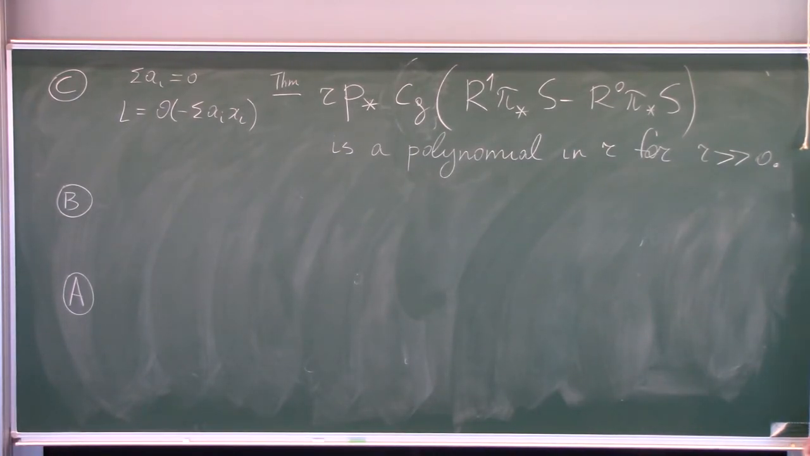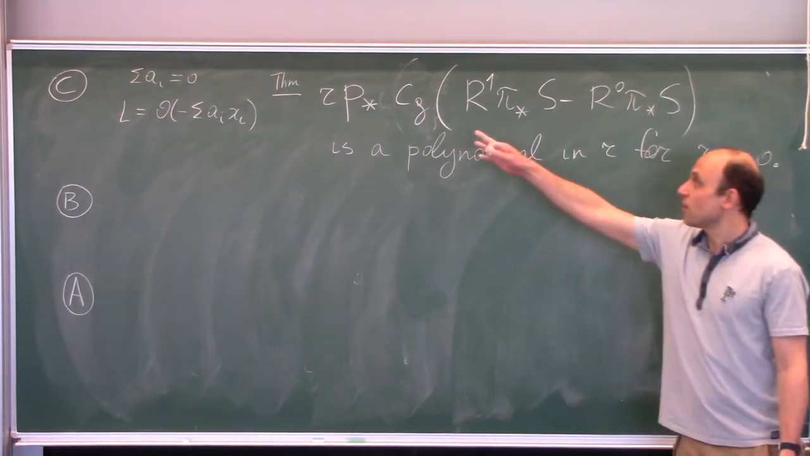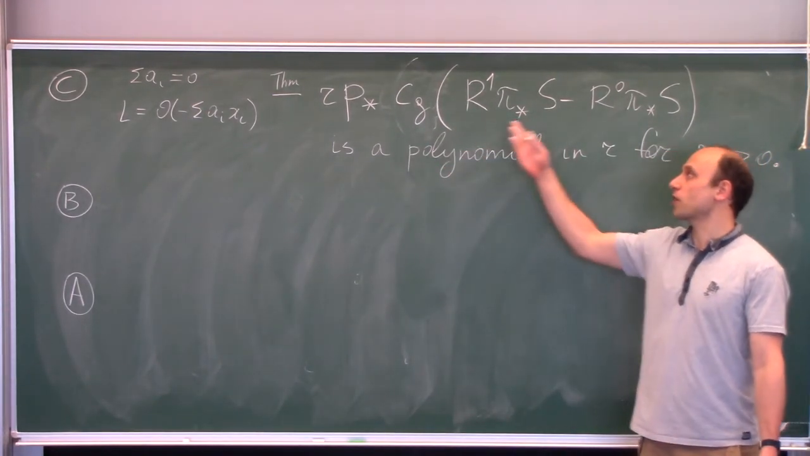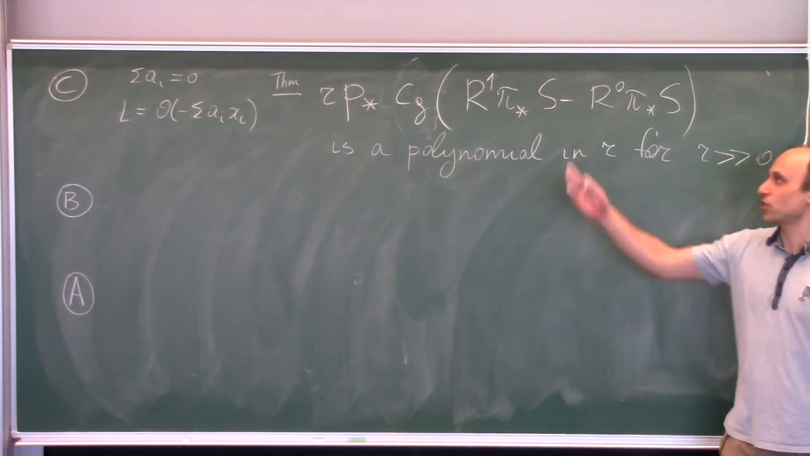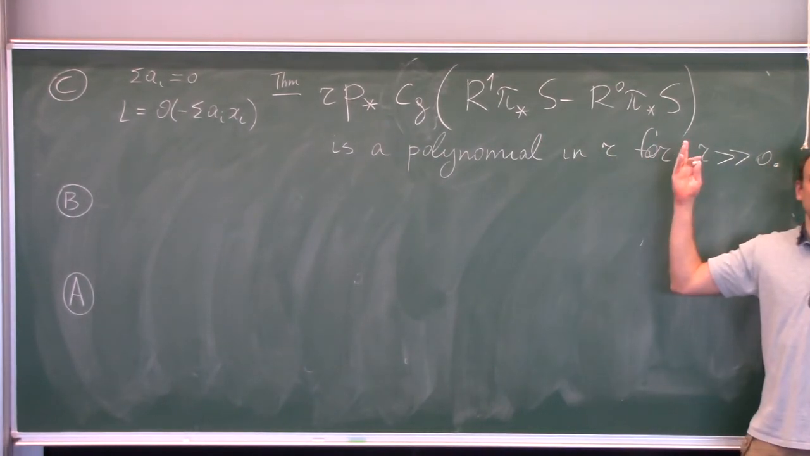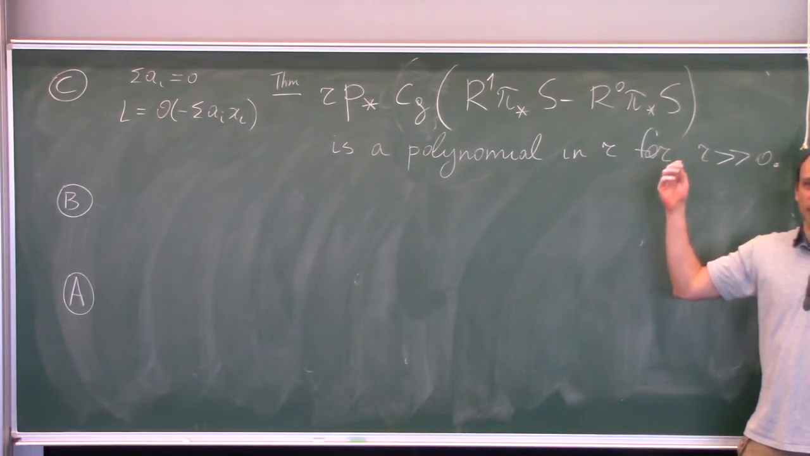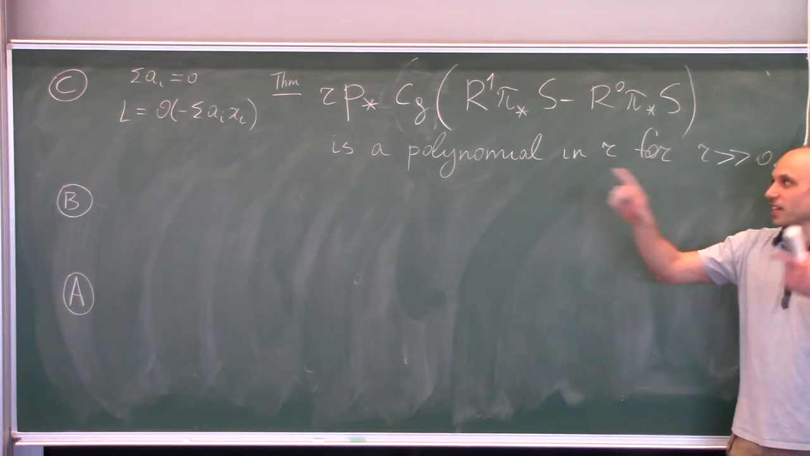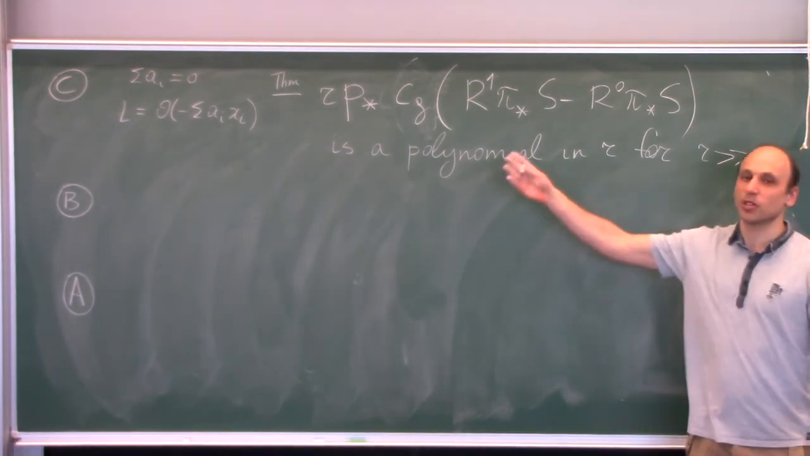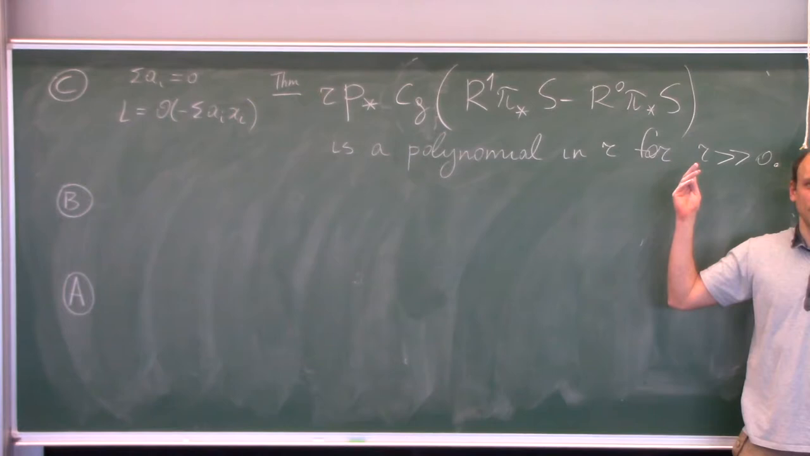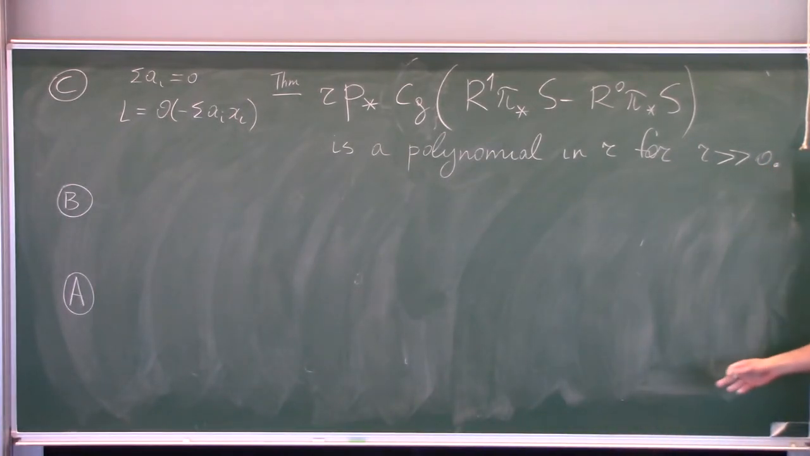So let me explain what that means. This is an element of the cohomology space of M_{g,n} bar, right? For every r, it's an element of the same vector space. So an element of the vector space, I can decompose it into any basis, and all the coordinates are polynomials in r. This is what it means to be a cohomology class that is a polynomial in r. It just means that it's a vector that depends polynomially on r.